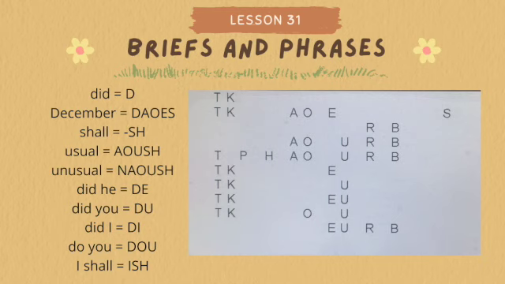Did he, initial D, vowel E. Did you, initial D, vowel U. Did I, initial D, vowel I. Do you, initial D, vowel O, and then vowel U. I shall, vowel I and final SH. So let's take a look on the right side. That is how these briefs and phrases are written in the machine.